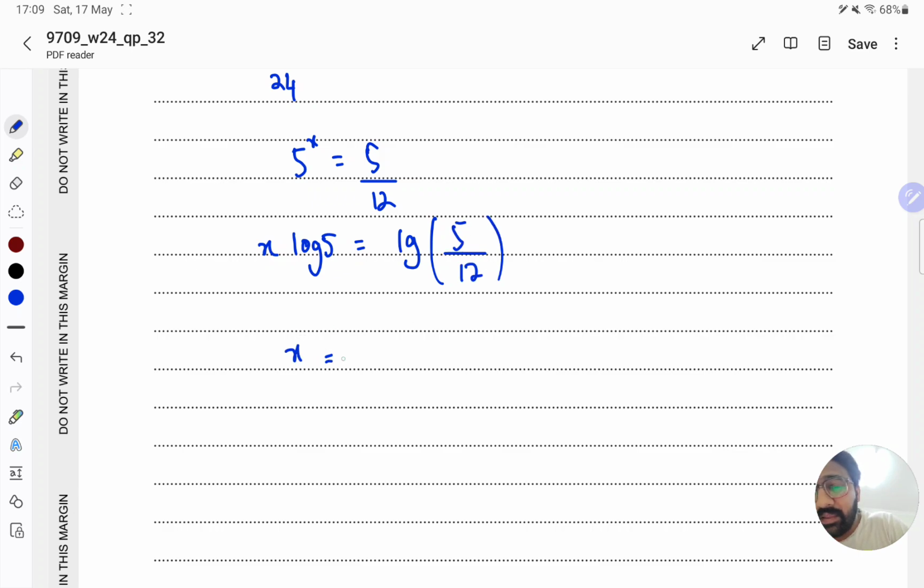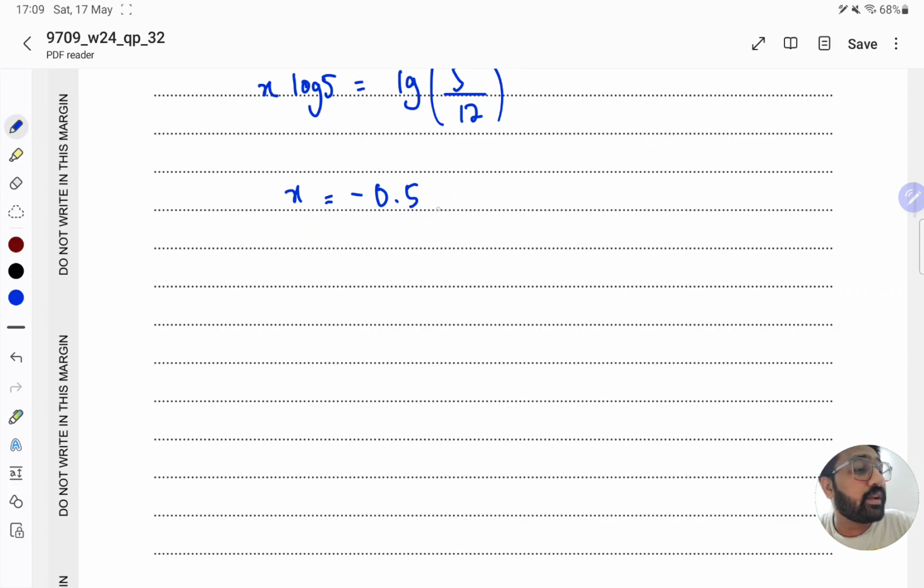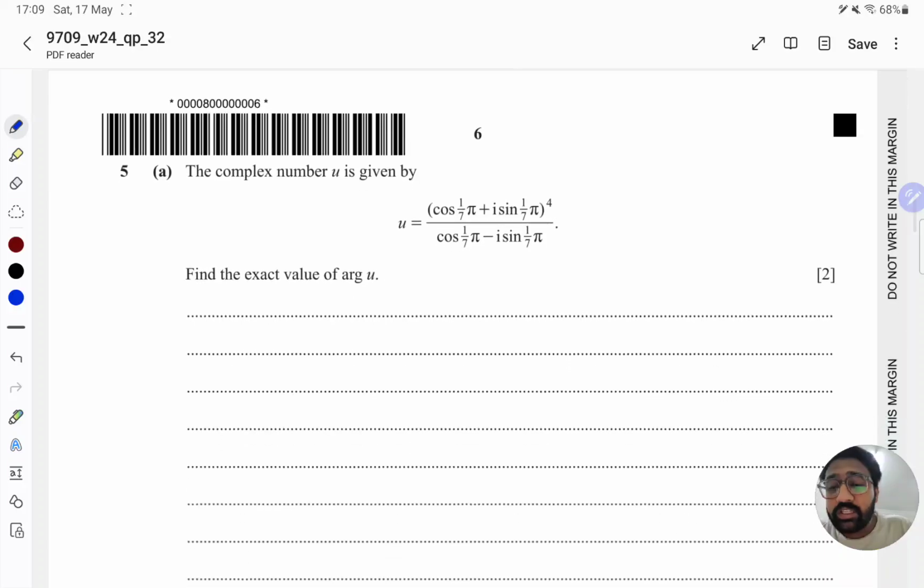Now if I simplify them, this is going to give me log of 5 by 12 divided by log of 5. That is going to give me negative 0.54 up to 3 decimal places. So negative 0.5439, which will turn into negative 0.544. Let's move to the next question, number 5.